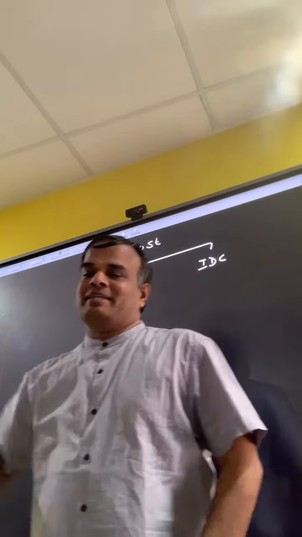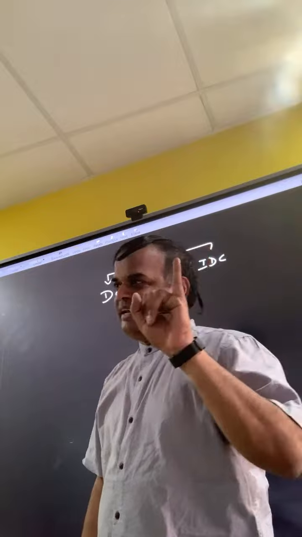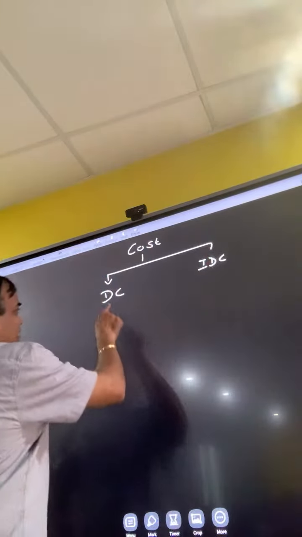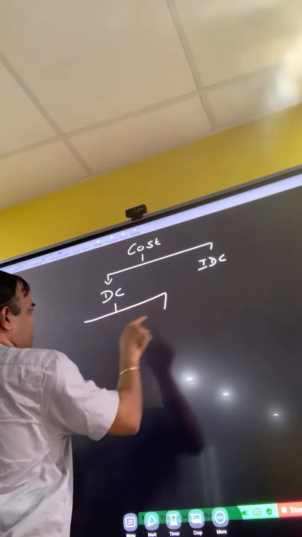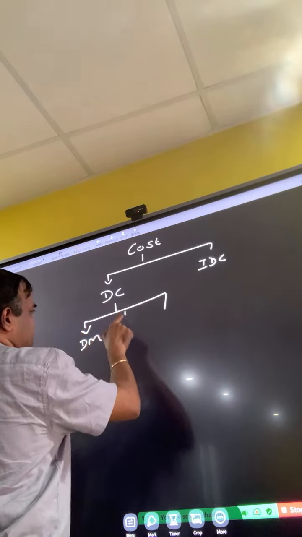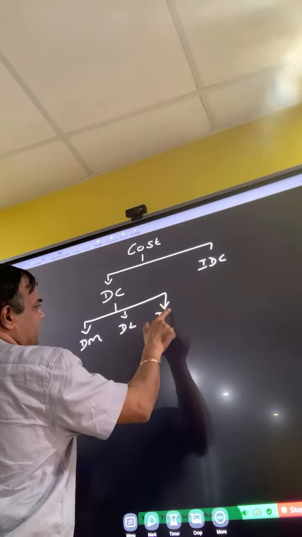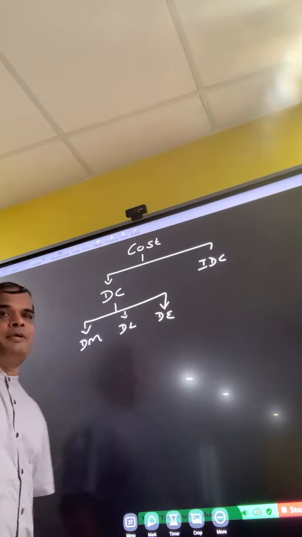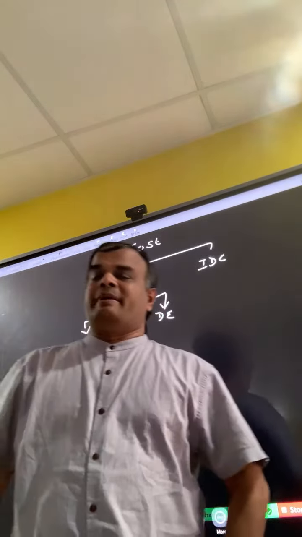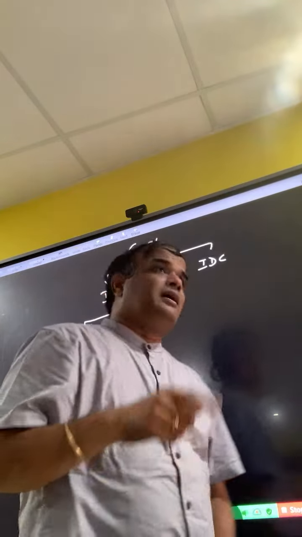On the basis of element, cost can be classified as material, labor, other expenses. So direct cost is broadly classified into three types: direct material, direct labor and direct expenses.